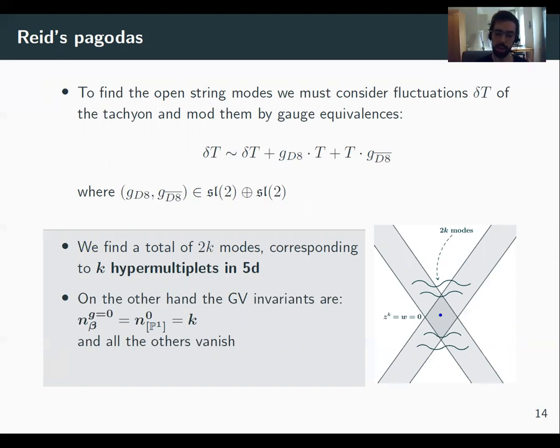On the other hand, the GV invariants for this kind of geometries are as follows. We have that n0 referred to the class of the exceptional P1 of the Reid's pagodas is equal to k, and all the others vanish. So we see that there is a perfect agreement between the number of hypermultiplets and the GV invariants of the geometry. So this is the correspondence that we wanted to see. This is the result that we achieved.